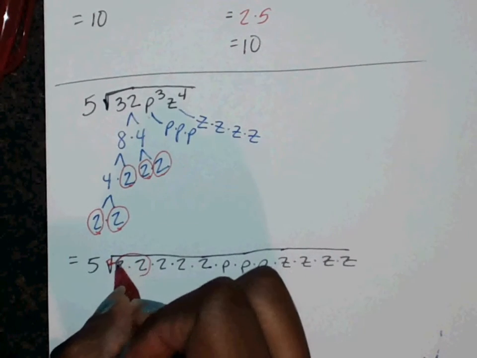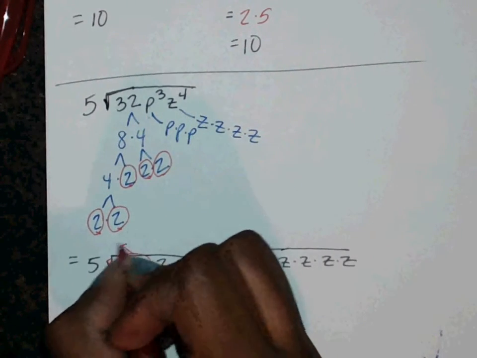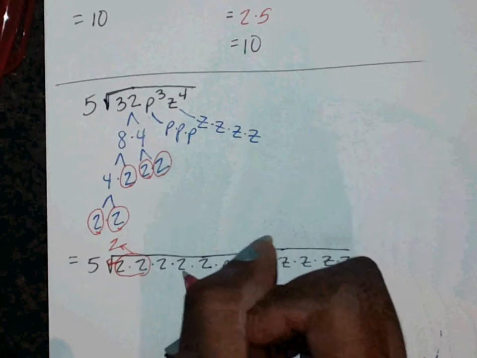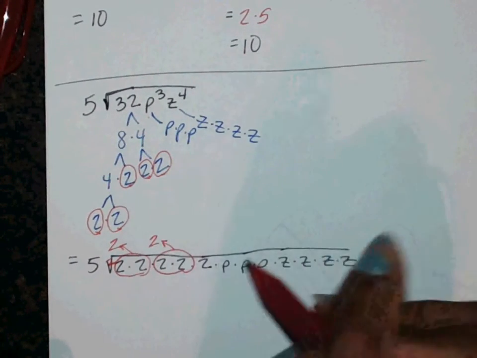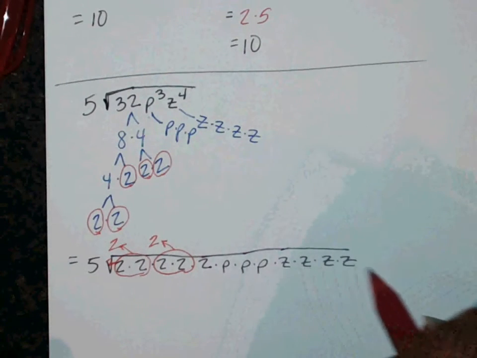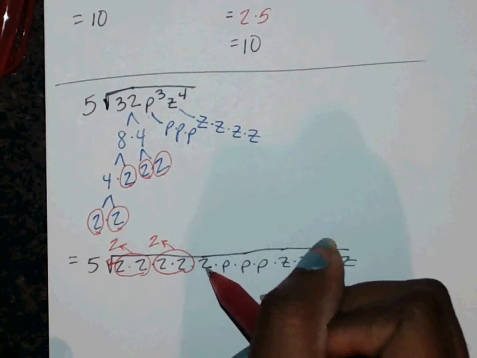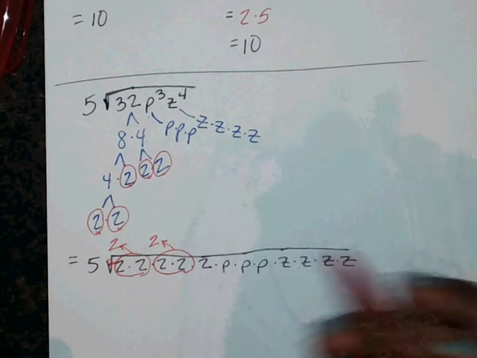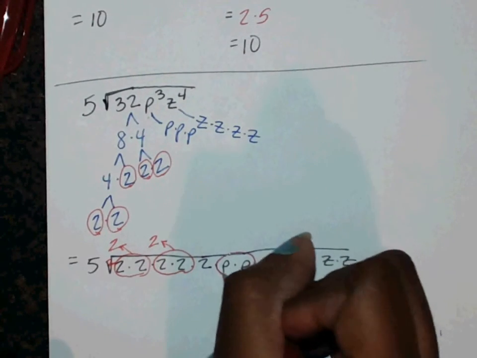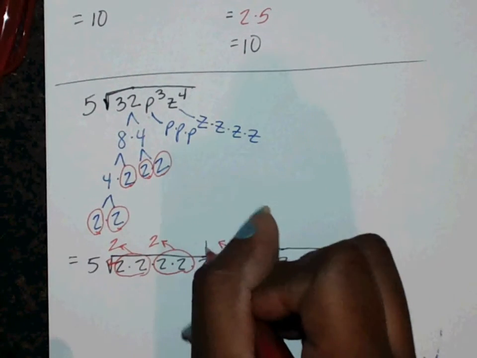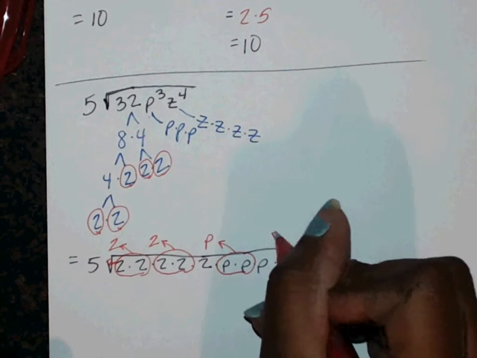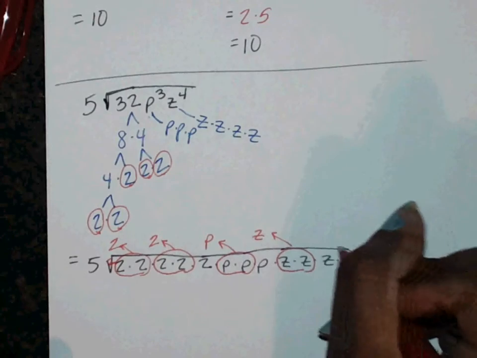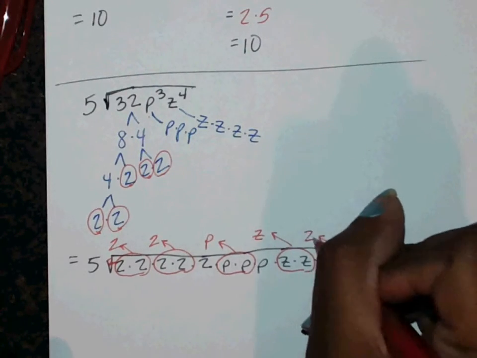I have 2 2s here, so they're going to move out as 1 2. 2 2s here. I do not have another 2 anywhere in here to pair it with this one. So this one is going to end up staying at home. I have 2 P's. A Z. And another pair of Z's.